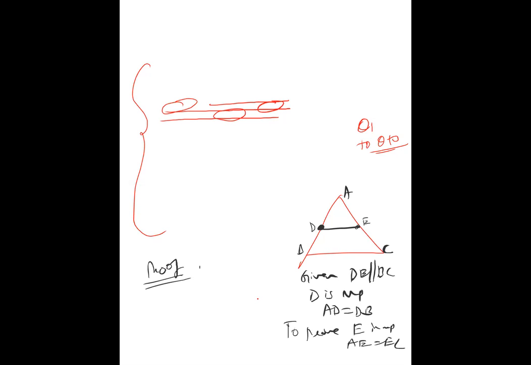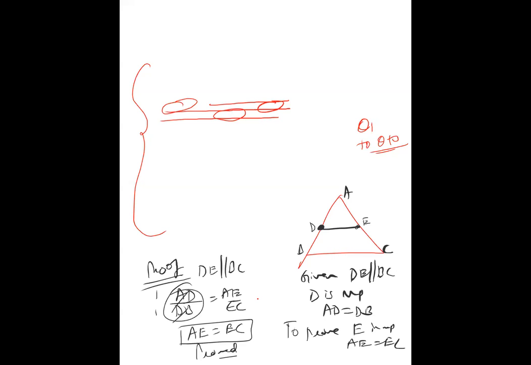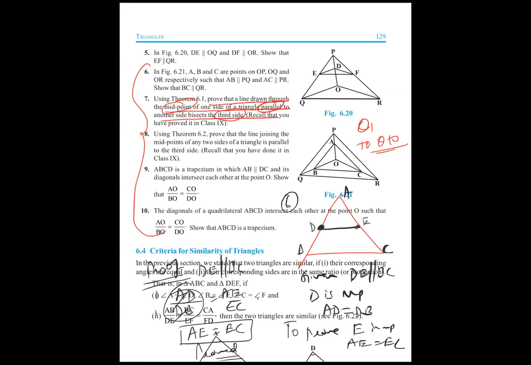Then you write the proof. In the proof you tell that DE is parallel to BC. Therefore AD by DB is equal to AE by EC. And already you know that AD is equal to DB. Therefore these two will get cancelled. Therefore EA is equal to EC. Okay, that's all proved. Number 6, 6th or 7th? 7th.